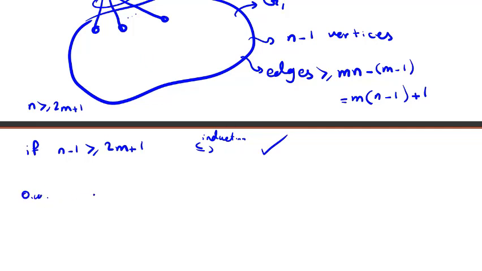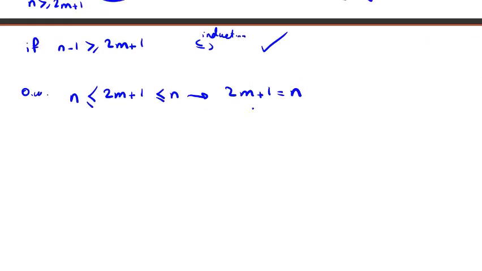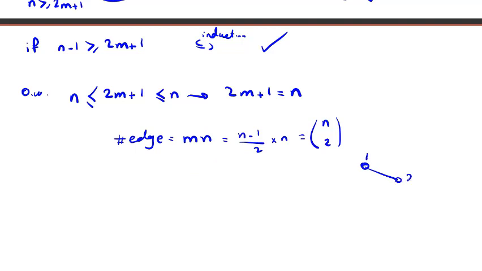Otherwise, it means what? 2m plus 1 is greater than n minus 1, so it's greater than or equal to n. From the assumption in the first part, we can conclude 2m plus 1 in the main graph is n. It means what? As I said, we have mn edges, the number of edges. So you can say mn equals n minus 1 over 2 times n. It will be n choose 2. So in the main graph, it is a complete graph. All the vertices are connected.